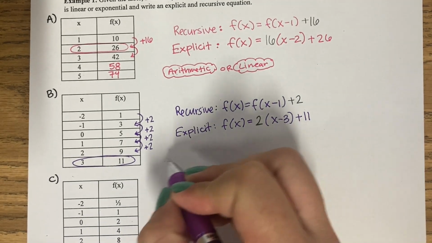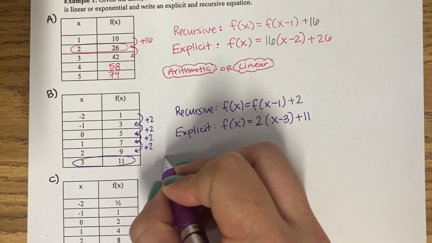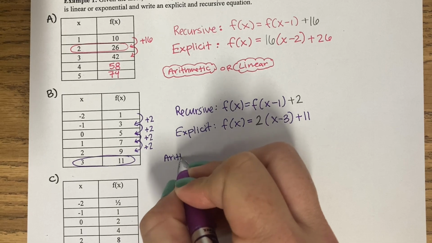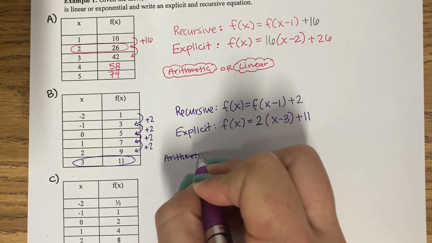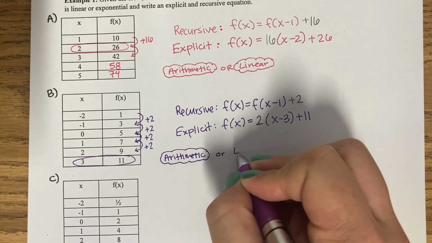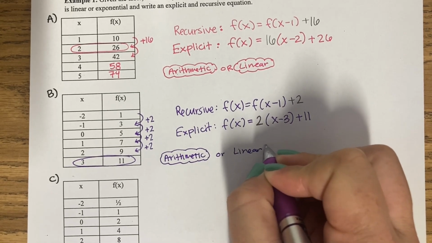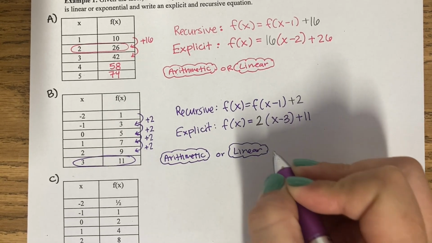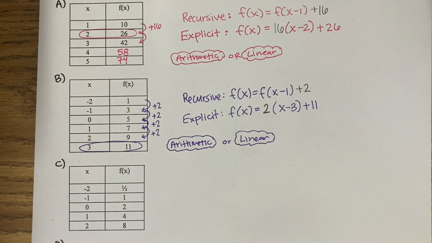This one is adding, so it would be called arithmetic or linear. They make a line.